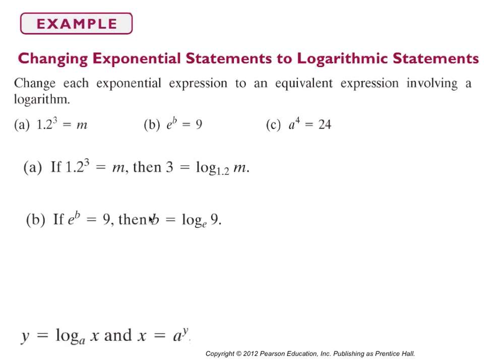Okay, so hopefully for B, you were able to figure out that it should be B equals log base e of 9. Now, one thing I want to point out: log base e is not wrong, but log base e is the same as natural log. So you could have also written this as B equals ln of 9, and that would have been fine as well. And then for C, you should get 4 equals log base A of 24. Again, if you're not comfortable with this, I would make sure that you go back and look at the exponential and logarithmic videos.